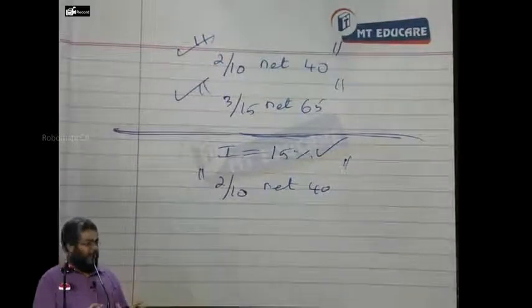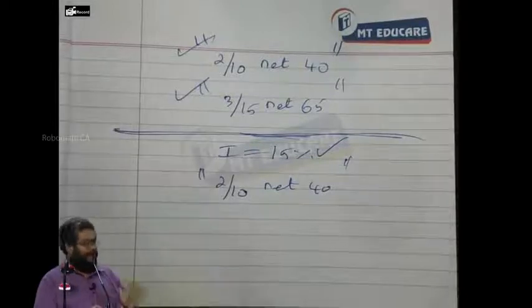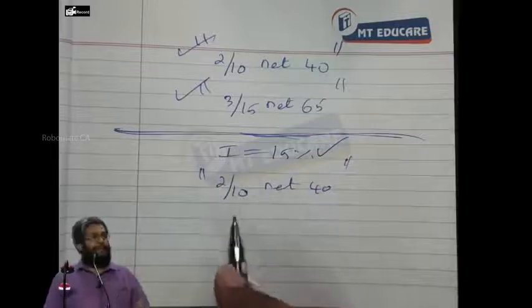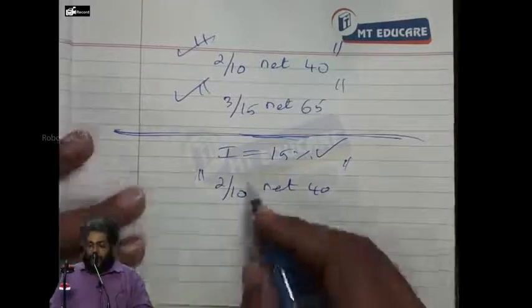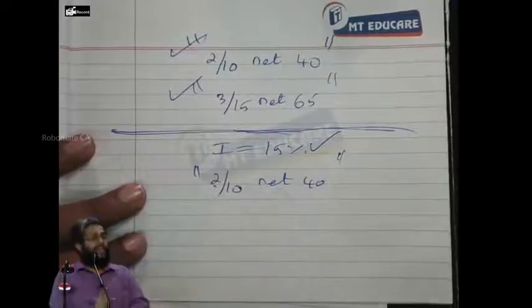See, I can now compare the two in percentages. Leave bad debts aside. Now, listen here. The company pays a 2% discount. Why does it pay the 2% discount? To get the money earlier. It is the cost of getting the money earlier.